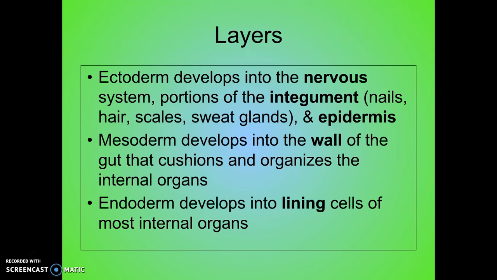These layers develop into many different things. The ectoderm is a lot of our outside stuff, so our nervous system, which is on the inside, but other than that, nails, hair, scales. The integument is our skin, so this will develop into the top layer of our skin as well, which is called the epidermis. The mesoderm develops into kind of the stuff that cushions all of our internal organs. Then the endoderm develops into the lining, so the inside of those internal organs.